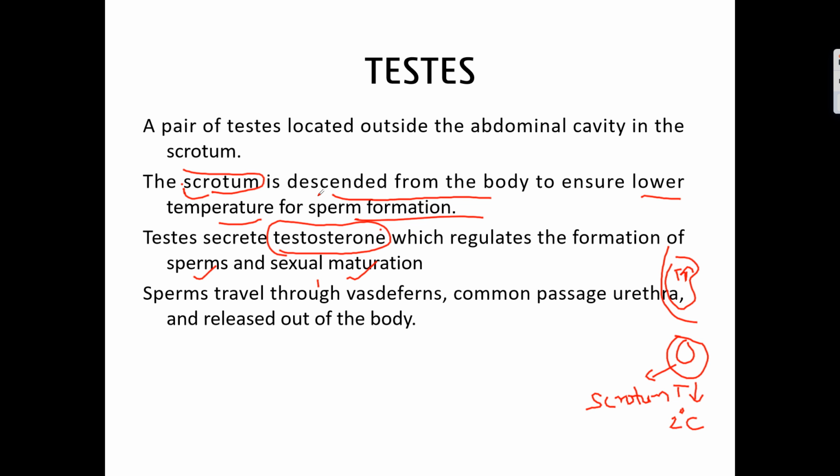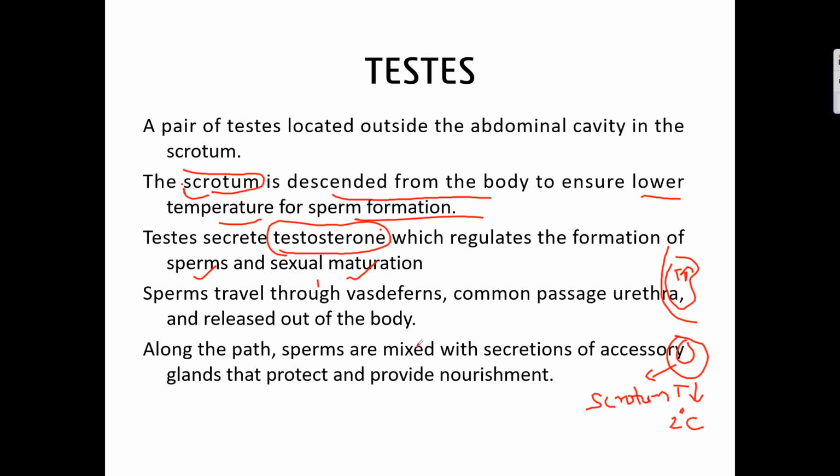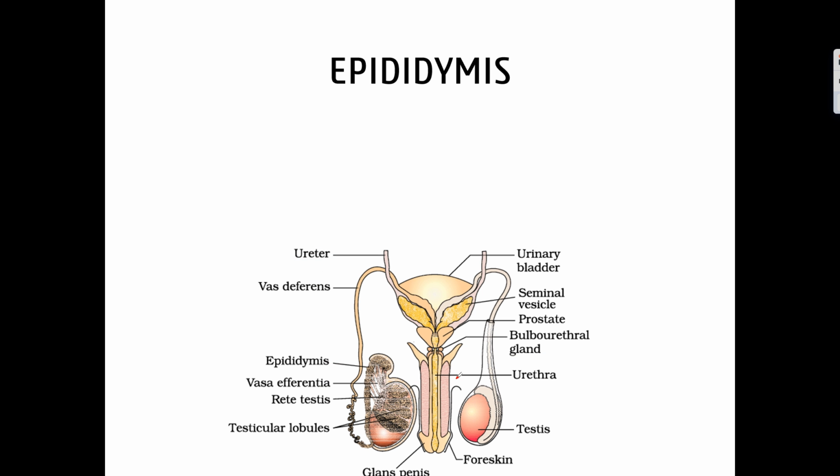Once the sperms are produced, they will travel through the vas deferens. Recollect the structure, which is the common passage for the urethra, and they will be released out of the body. Along the path, the sperms are mixed with secretions of accessory glands that protect and provide nourishment. Before going into the details of the epididymis, let me tell you something: the sperms will be produced here, then they will move to the epididymis.